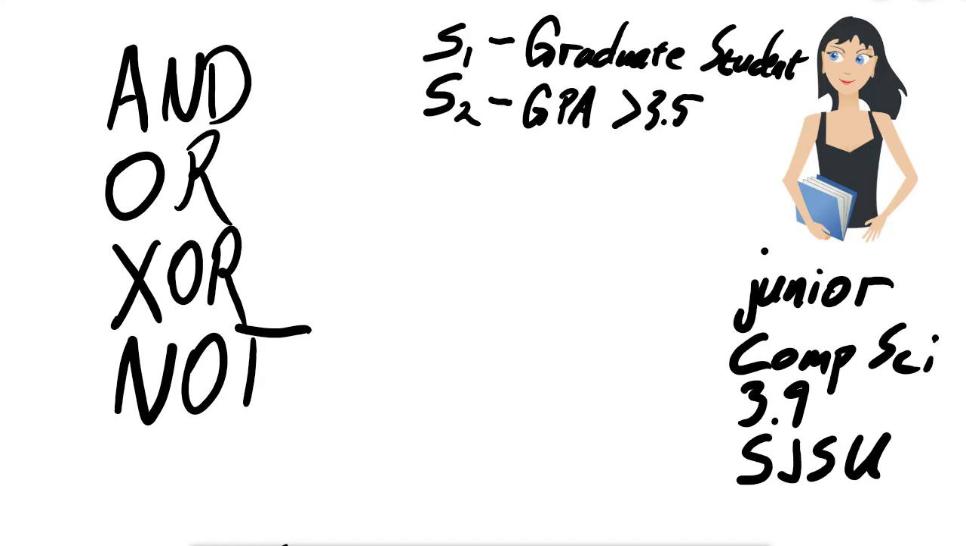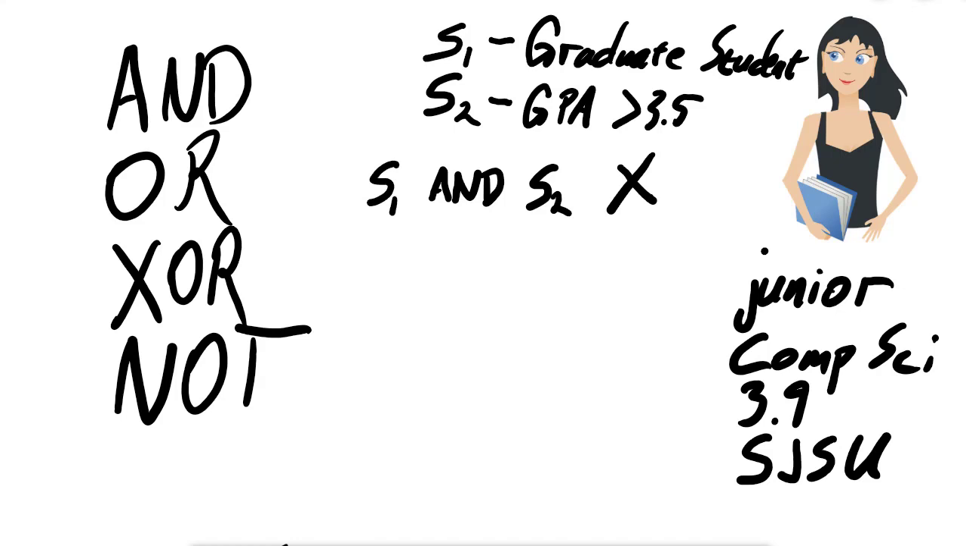Okay, so let's say the first requirement says you must be a graduate student, S1, and you must have a good GPA, a GPA greater than 3.5. Okay, now, does Stacy meet these 2 requirements, right? S1 and S2? No, she does not, right? If the requirement is S1 and S2 for eligibility, Stacy is not eligible.